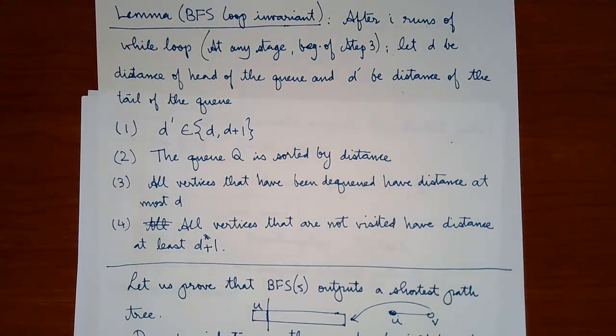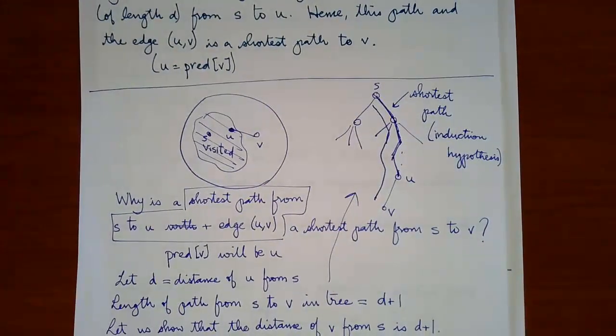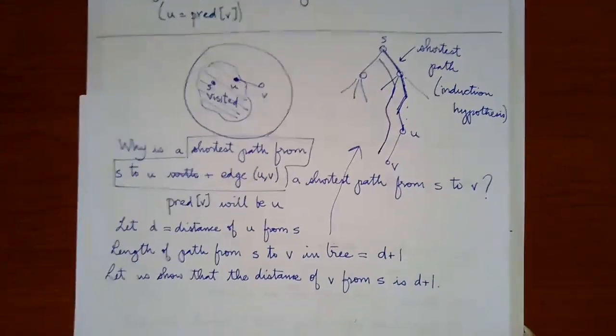I'm going to pause for a minute and you'll read the loop invariant. Because V is not visited, the fourth point says all vertices that are not visited have distance at least D plus 1. Good. So by the fourth point, we know that the distance of V from S is at least D plus 1. Good.